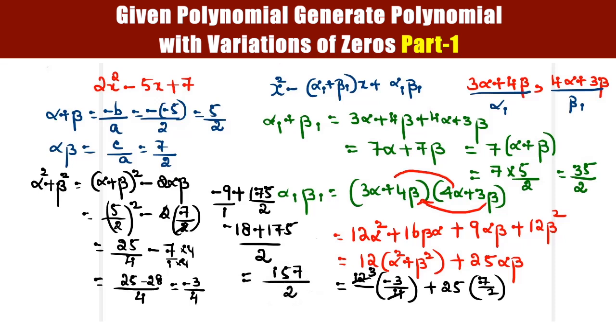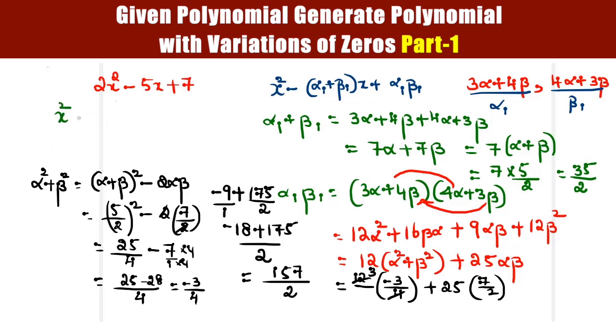Now we know the value of alpha plus beta and alpha beta for this particular expression. So we are going to substitute it in the quadratic equation's form. So x squared minus alpha 1 plus beta 1's value, which we calculated as 35 by 2, x. Next, plus the product term, which is 157 by 2, is equal to 0.